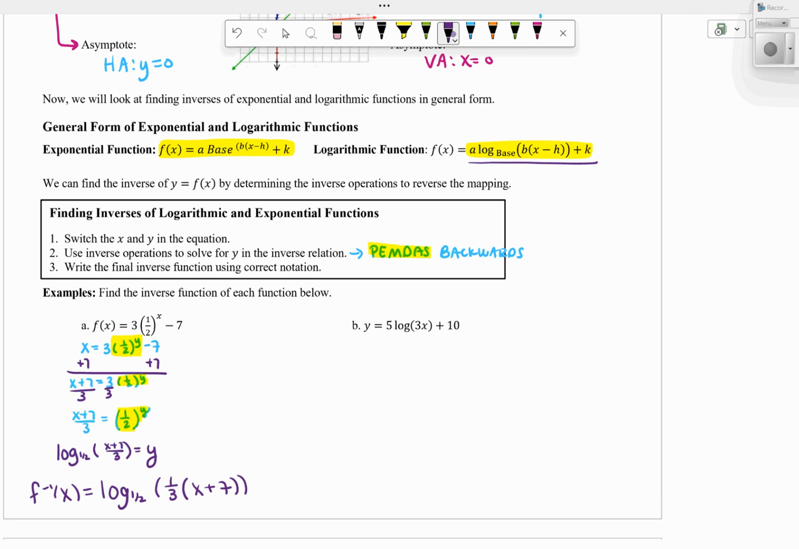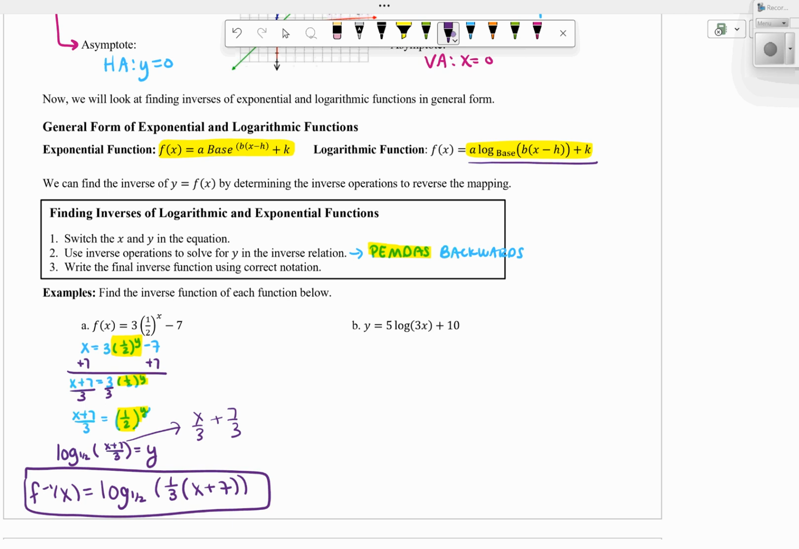And again, notice that our b value here is 1/3. And if I were to distribute that back, I would get 1/3 x plus 7/3, which is what we have right here, x over 3 plus 7 over 3, because the 3 is being divided by both. It's just a different way of writing it. But we're going to write it in this general form right here. So this would be my inverse equation.